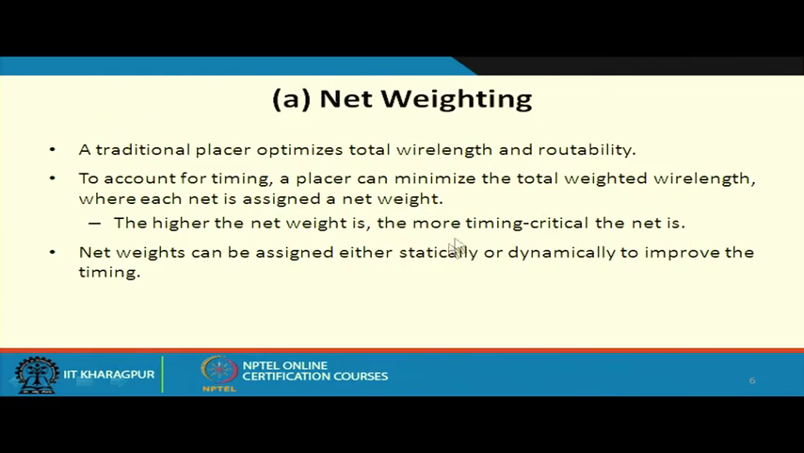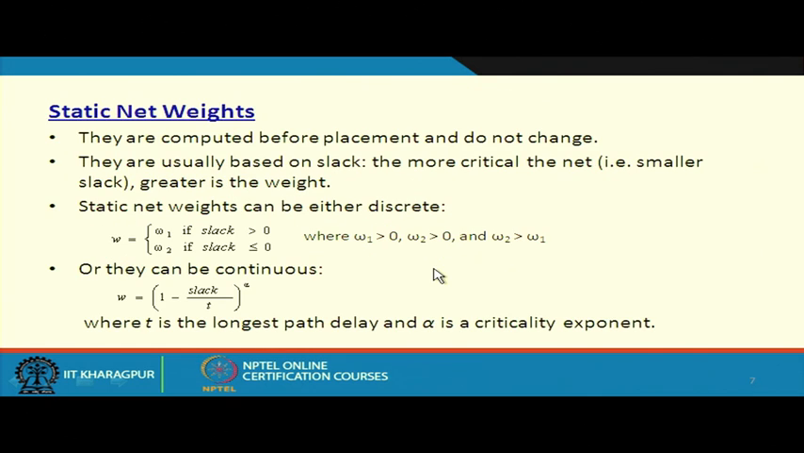Now, the way we assign the net weights can be done either statically or dynamically. So, we shall see some of the approaches that have been proposed. Static net weights are called static because they are computed a priori before the placement process starts and do not change during the process.